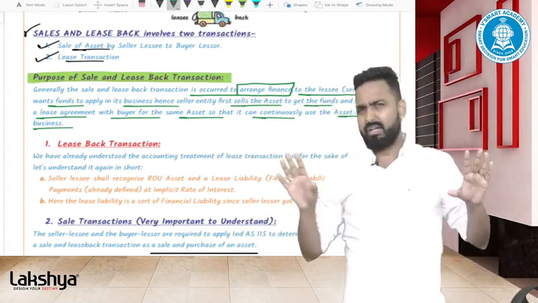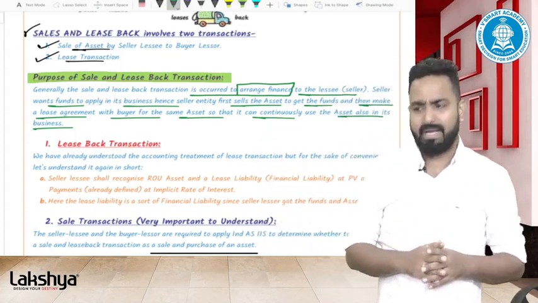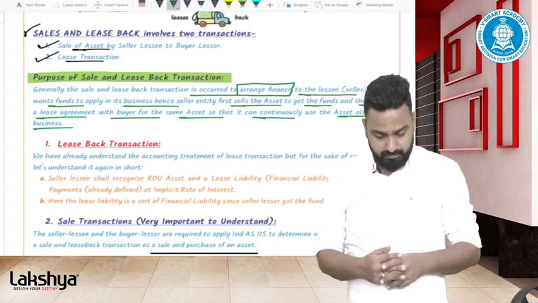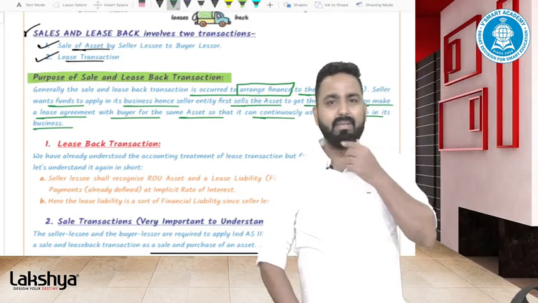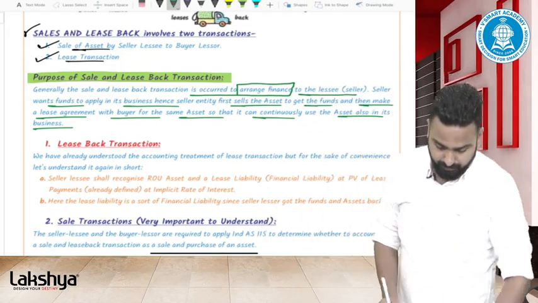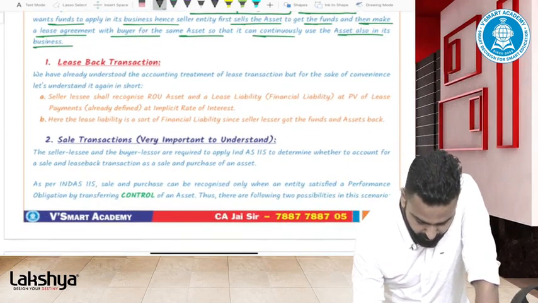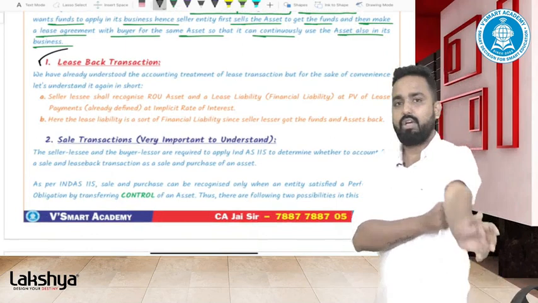Guys, have you understood the proper purpose of the sale and lease back? Have you understood the proper things? Tell me, have you understood?